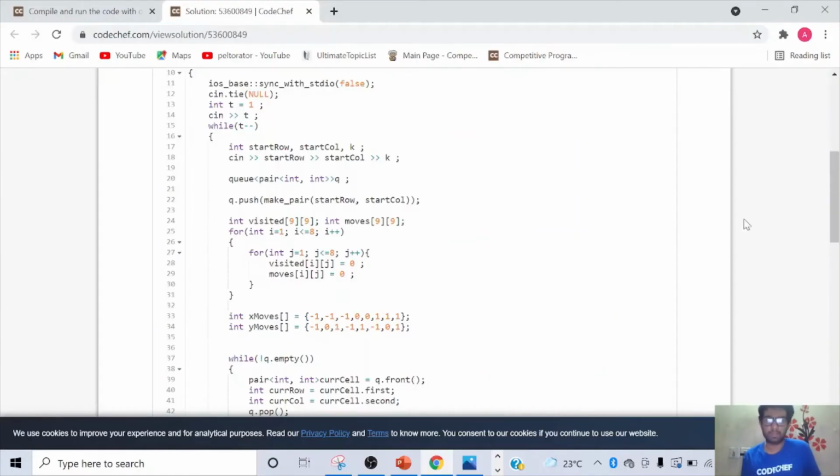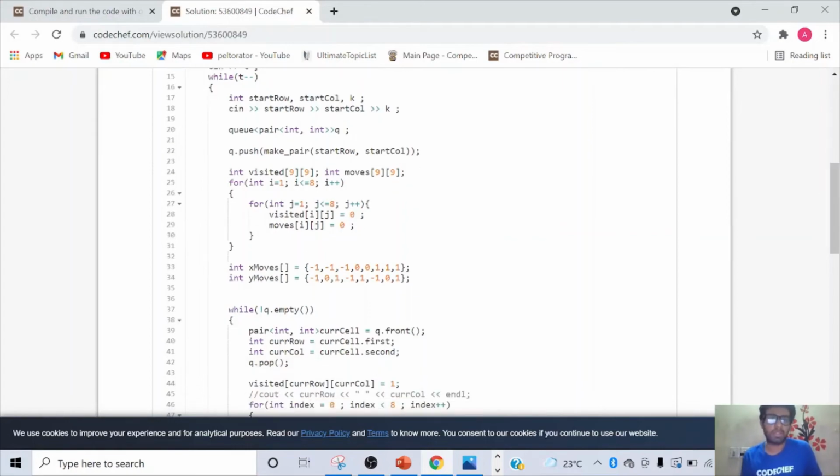Now let us look at the code for the approach that we have just discussed. Here we input the starting row of the king, the starting column of the king, and k. We need to compute or count the number of cells that can be reached from the king from its starting position at start row, start column in at most k number of moves. Hence we input this. Then we have a queue of pairs, where a pair denotes a row comma column. Initially we have to push the starting value of the pair. So we make a pair of start row, start column, and we push it into our queue. That is our initial queue state.